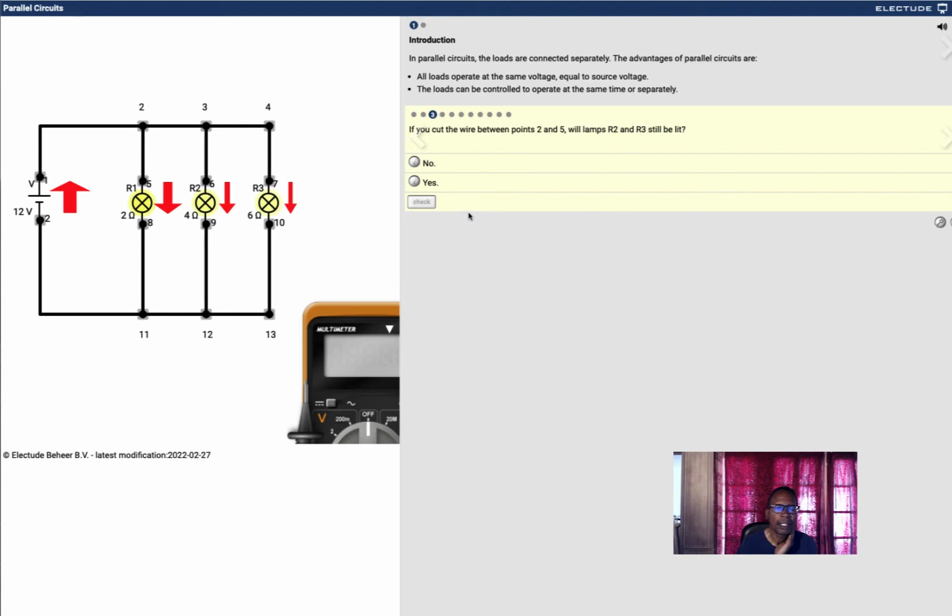If you cut a wire between 2 and 5, what's 2 and 5? Oh, right here. 2 and 5. Will lamps 2 and 3 still work? Of course it works, because we just saw it earlier. It's a parallel circuit. See? Parallel circuit. These two still work. Even when this light goes out, the other 2 legs still work. So I said yes.